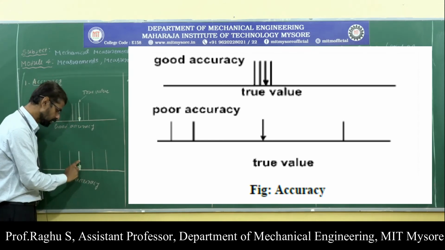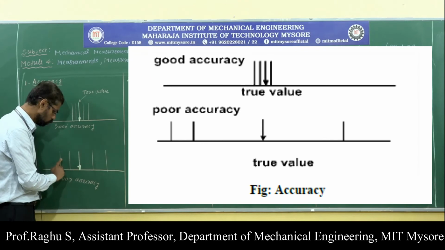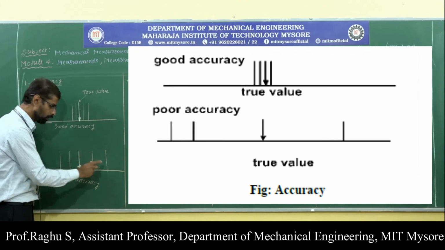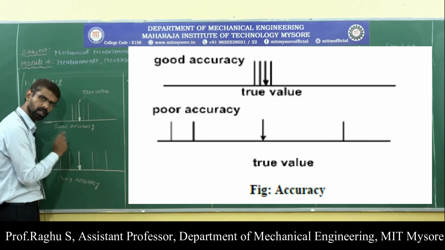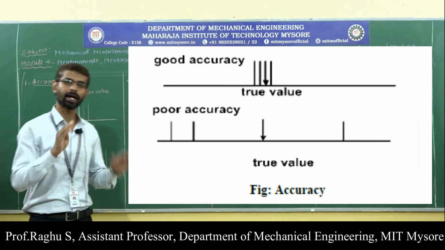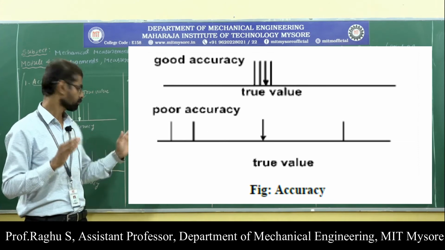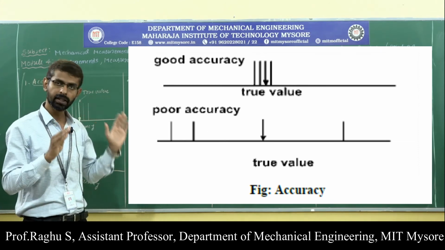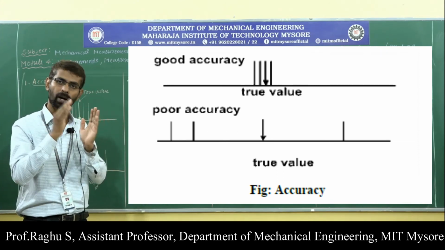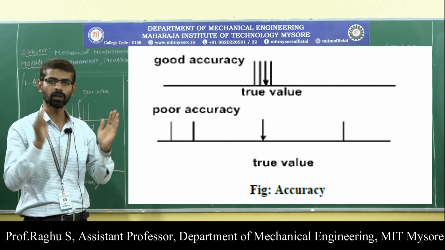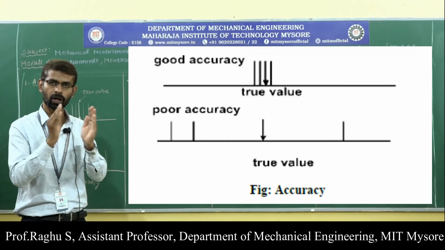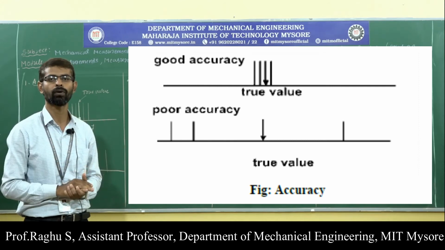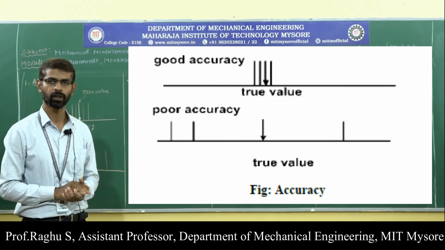In this diagram, this is the true value and these four are measured values. Here the measured values are not closer to the true value. Therefore it is poor accuracy. So accuracy is defined as the degree of closeness of measured value with the true value. If the measured values are closer to the true value, it is good accuracy. If not, it is poor accuracy.